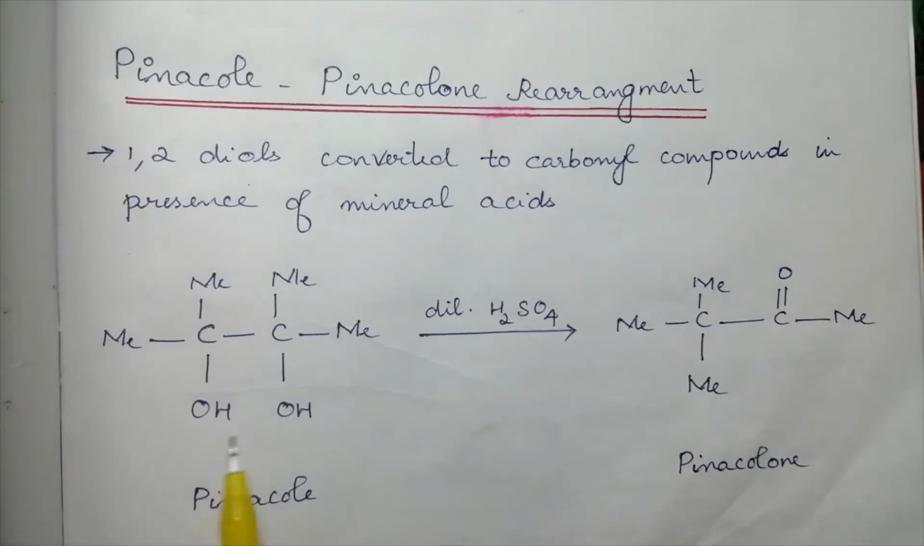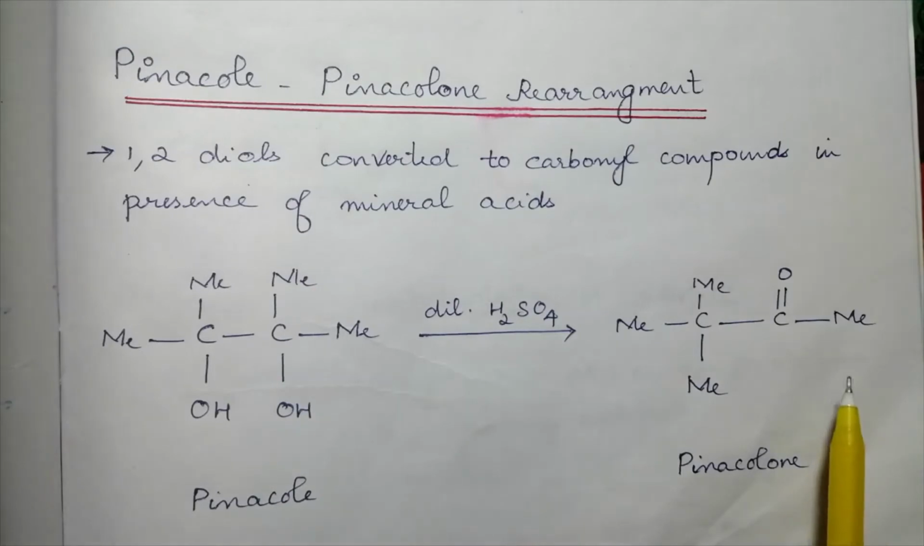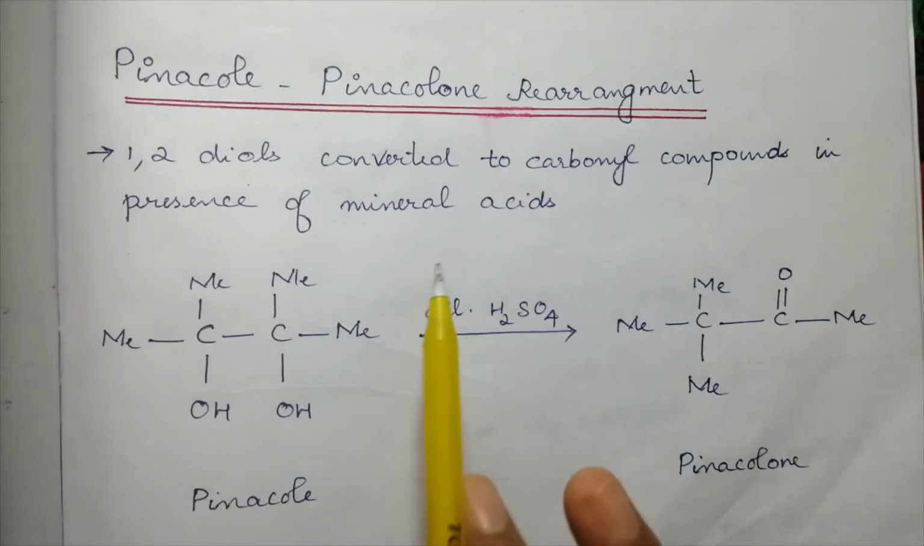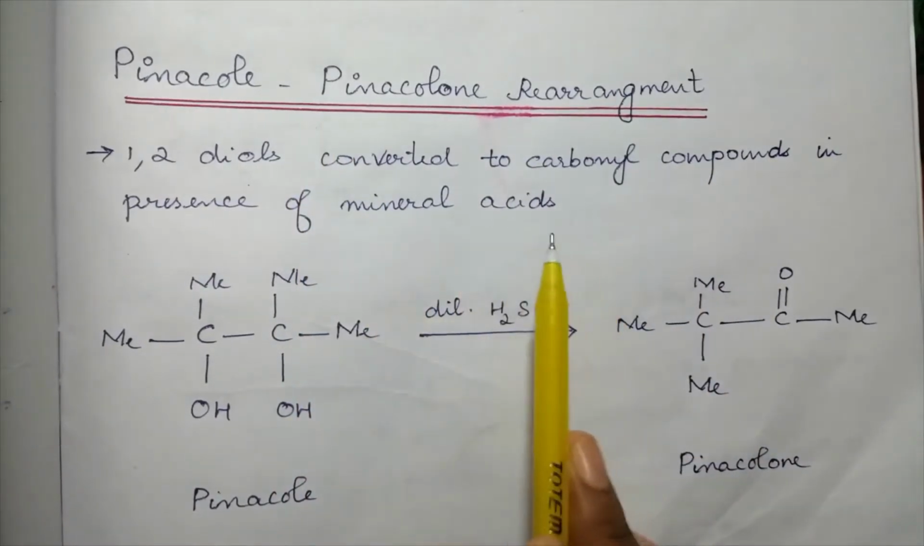So here we have an example. We have a 1,2 diol here. This is a Pinacol, and in the presence of dilute H2SO4, this gets converted to a pinacolone, which is a ketone in this case. It can in certain cases be an aldehyde also, depending on the substituents that are present. But in this example, a ketone is being formed. So this simple rearrangement is known as the Pinacol-Pinacolone Rearrangement, which is the conversion of a 1,2 diol to a carbonyl compound in presence of a mineral acid.